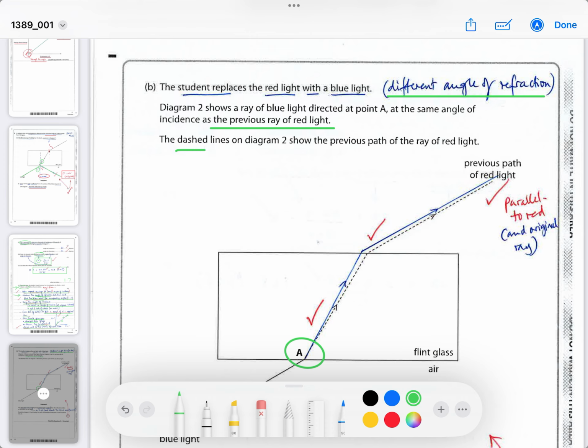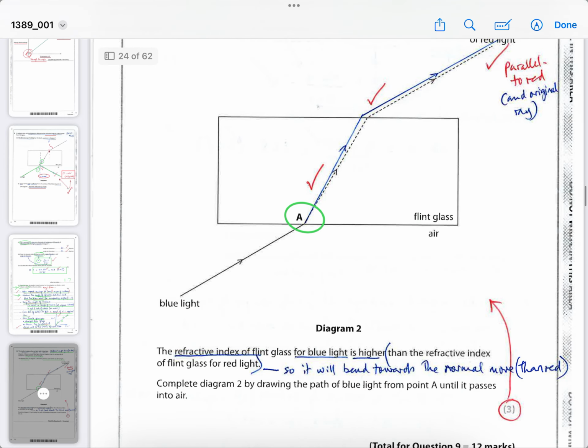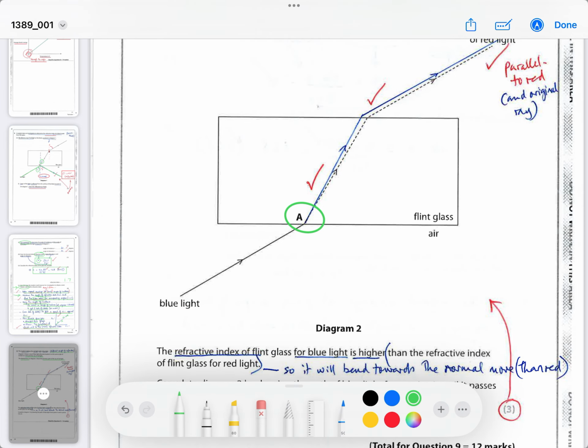And the dashed lines that were already drawn show the previous path of the ray of red light. So they've shown how much the red light bent, and they want you to work out what's going to happen with the blue light. So the question says the refractive index for blue light is higher. That means it will bend more towards the normal.